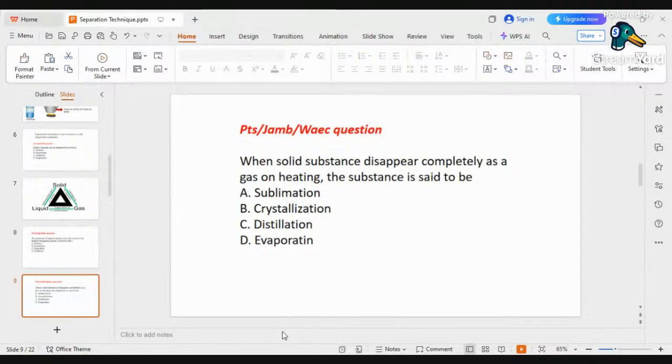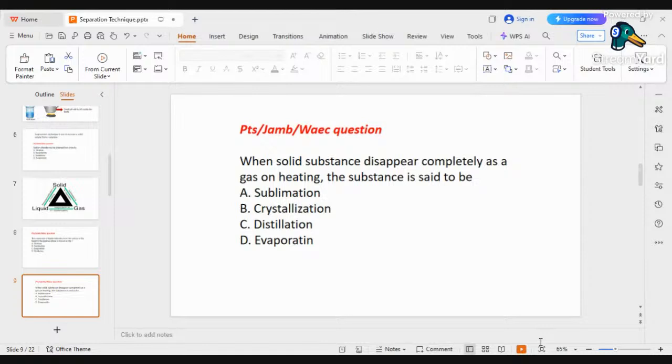Okay, Lost in Precious says, Lost in Precious, are you a nursing student or a Jambite? Okay, Bliss says it's A. Harvest says it's A. Favor Shisom says it's A. Donatus says it's D.